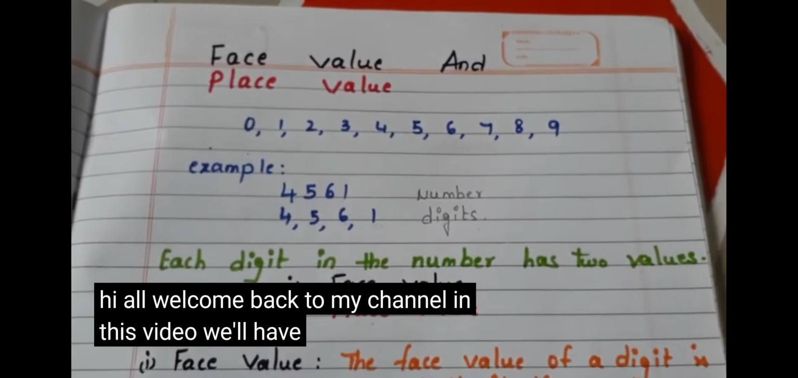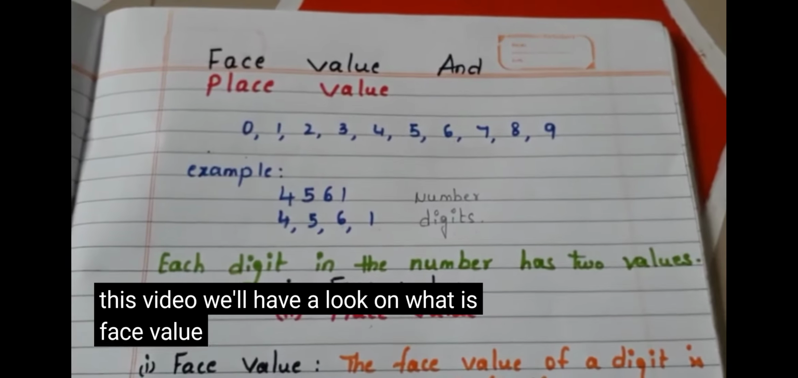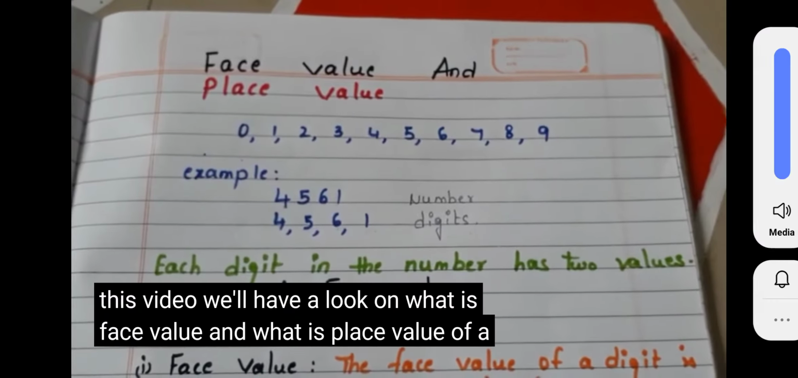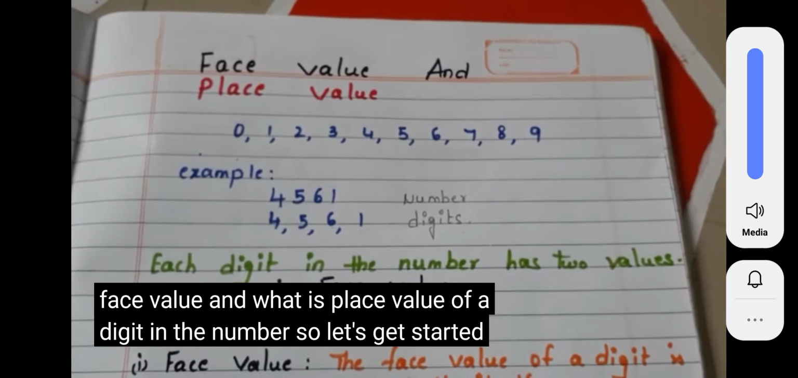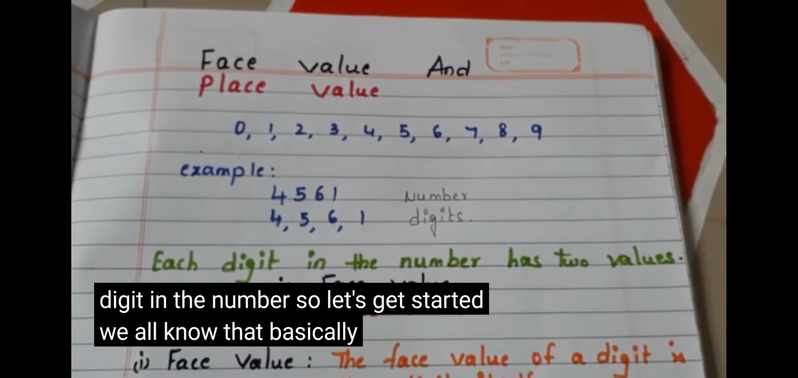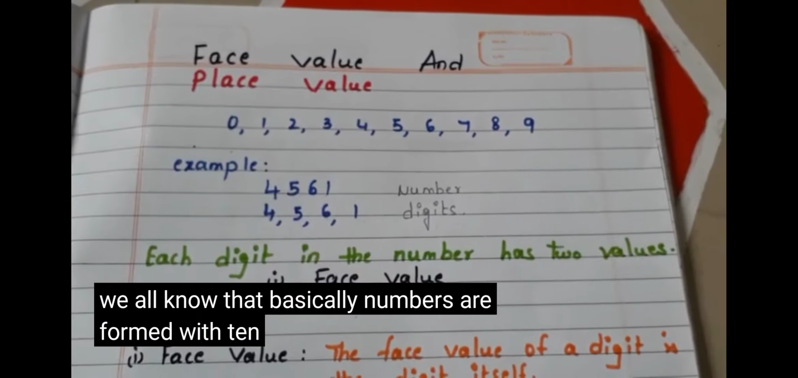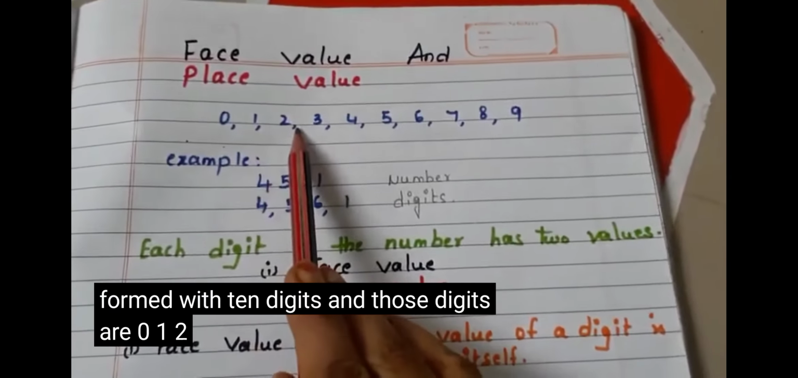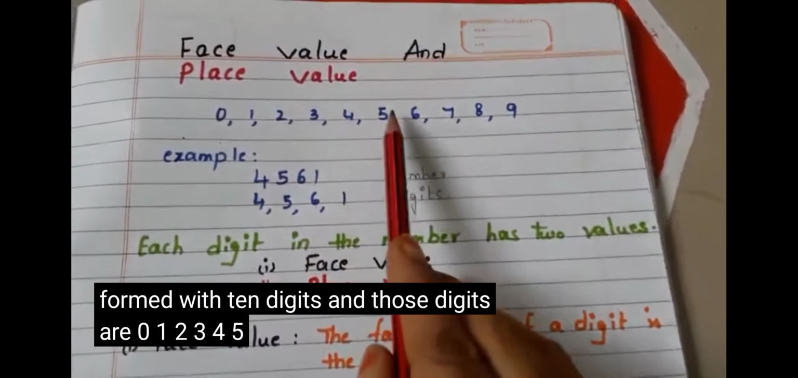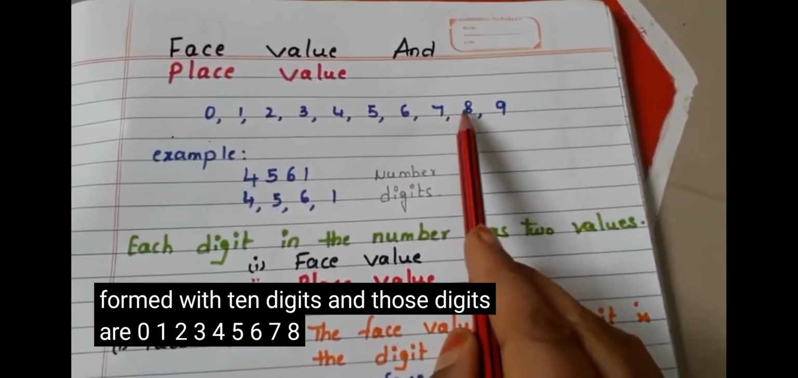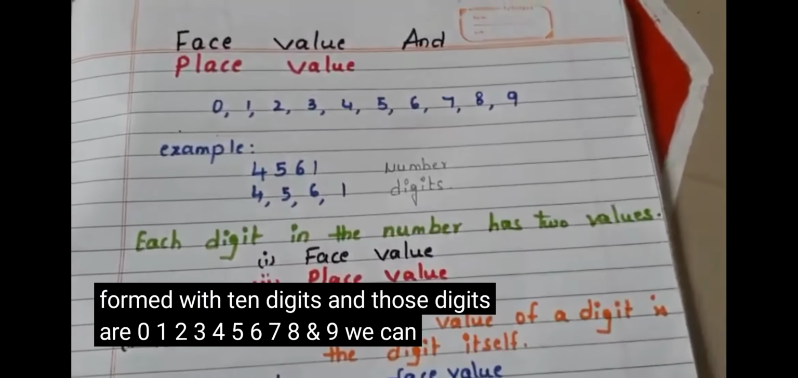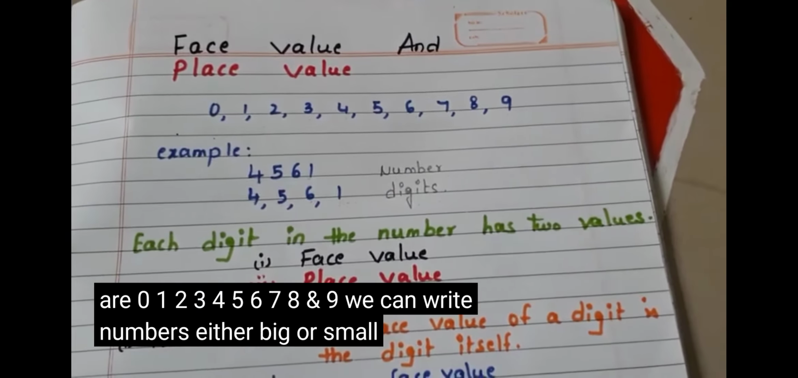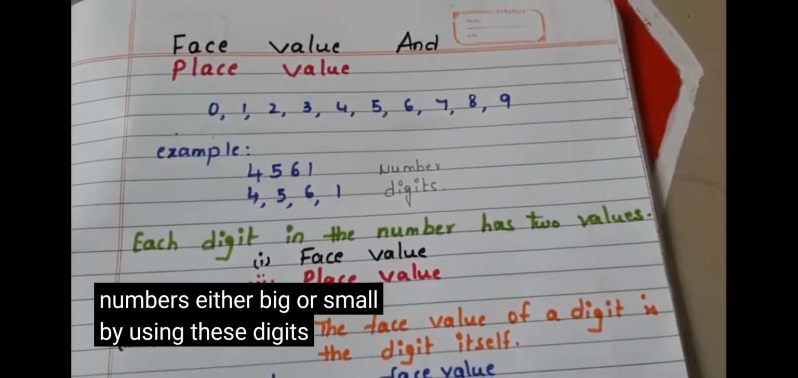In this video, we'll have a look at what is face value and what is place value of a digit in a number. So let's get started. We all know that numbers are formed with 10 digits, and those digits are 0, 1, 2, 3, 4, 5, 6, 7, 8 and 9. We can write numbers, either big or small, by using these digits.